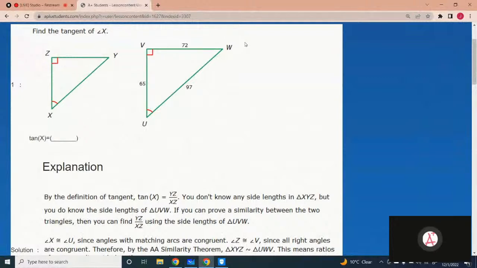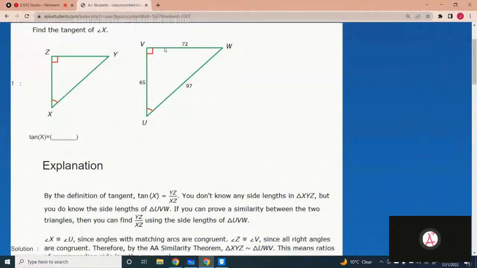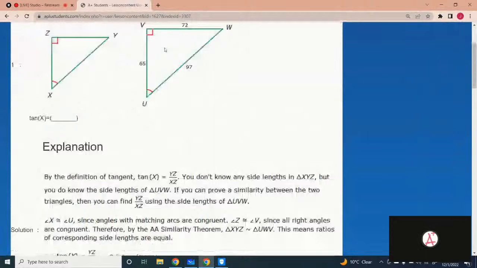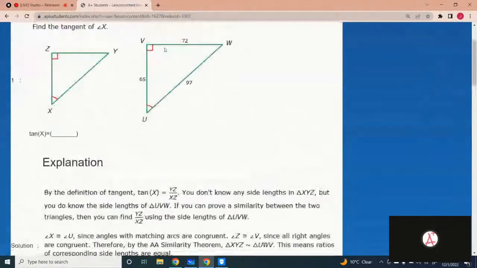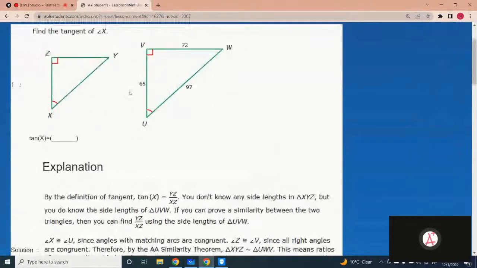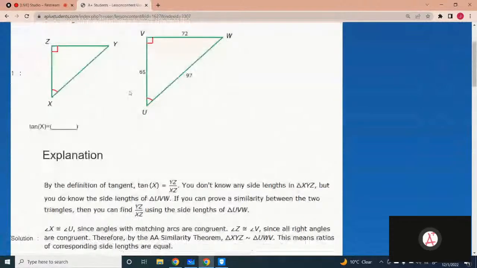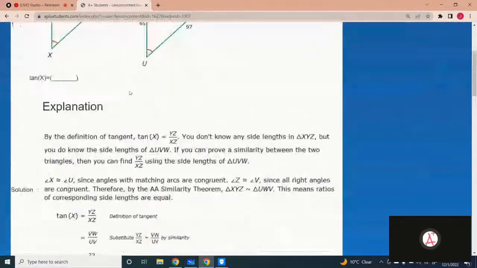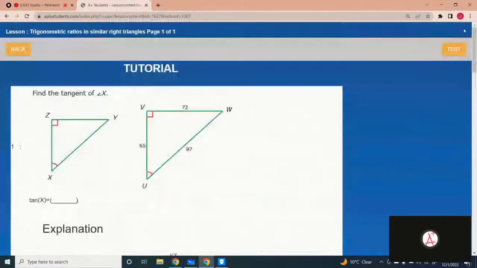According to angle X, tangent would be opposite divided by the hypotenuse. The opposite is YZ and the hypotenuse is XY. Since they are similar triangles, you have to use the values from this one. It would be 72 divided by 65. So calculate the value. Let's start with the examples. I'll do it on board, then that'll be easy for you.